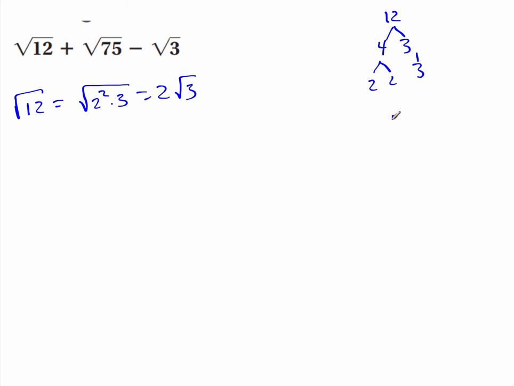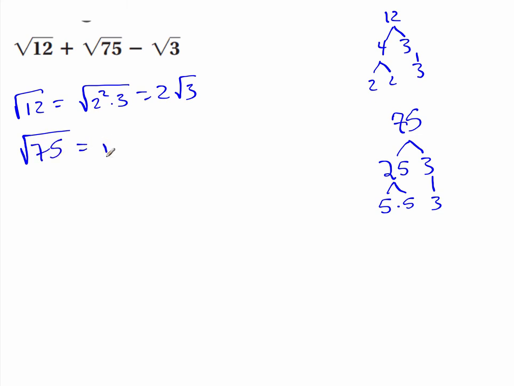Let's factor tree this 75. 75 is 5. 5 goes into 75 25 times. Now let's redo that one. I'm tired, obviously. Let's factor tree 75 out. So 75 is 25 times 3, which is 5 times 5 times 3. So the square root of 75 is the square root of 5 squared times 3, which is 5 root 3.